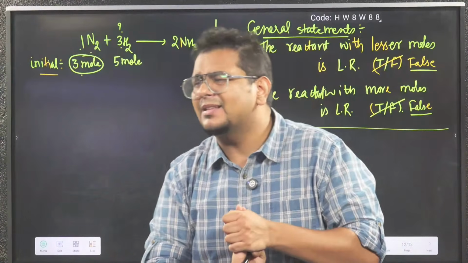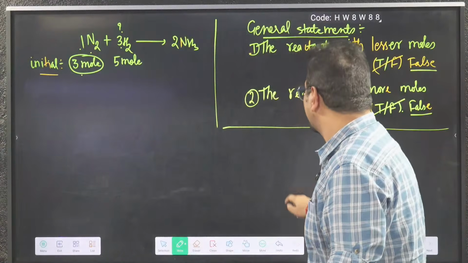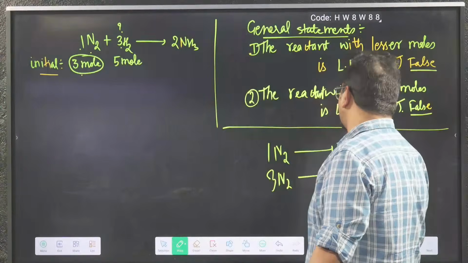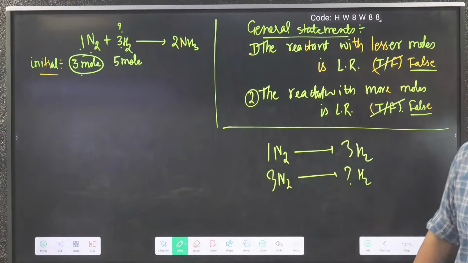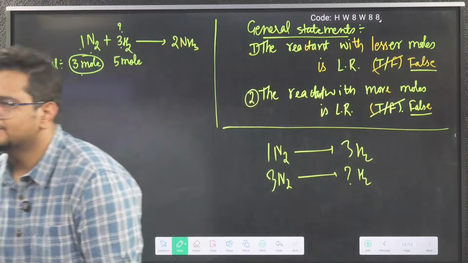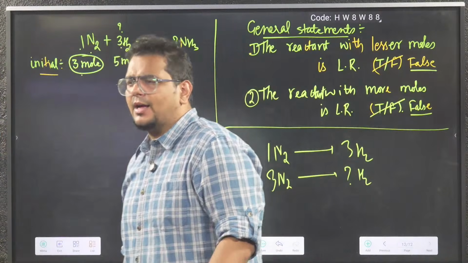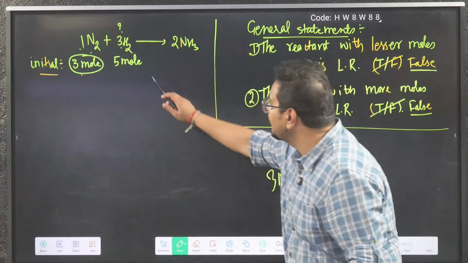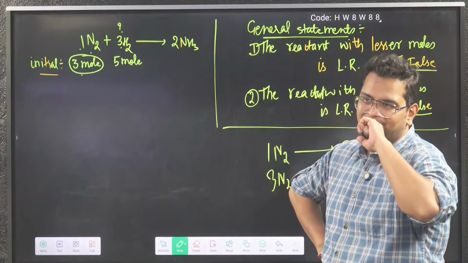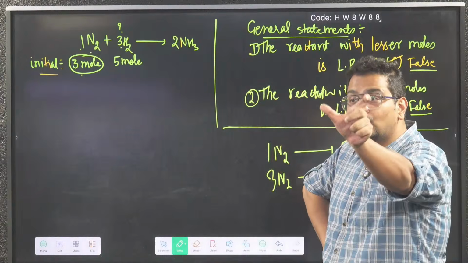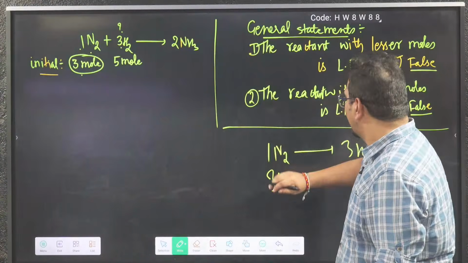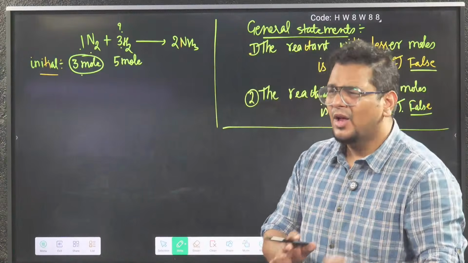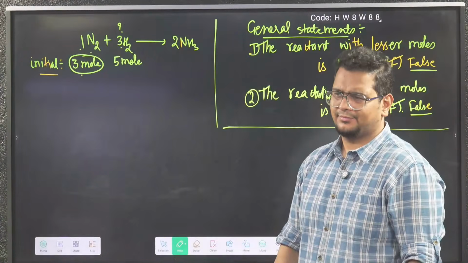Navya, correct. Remaining people answer. I am saying 1 nitrogen reacts, so 3 hydrogen react. So 3 nitrogen will react. So how many hydrogen will react? 9. But hydrogen is given only 5. Hydrogen is less than the stoichiometric amount. Did you understand the meaning of stoichiometric amount? It is lesser than what is coming by the stoichiometry.